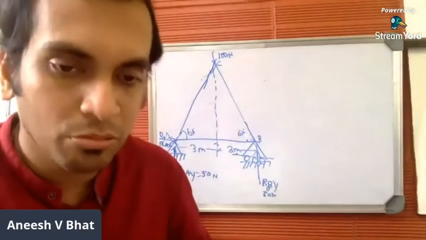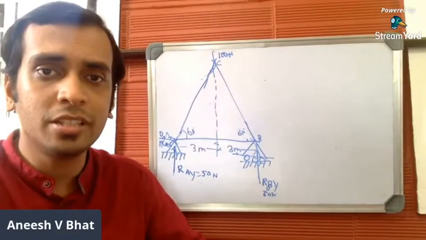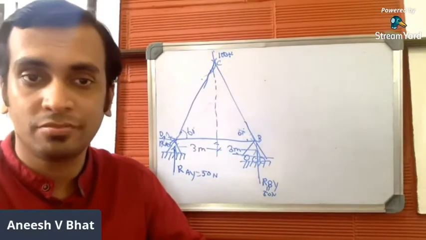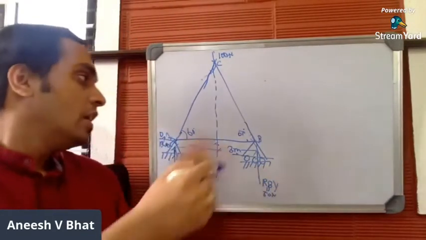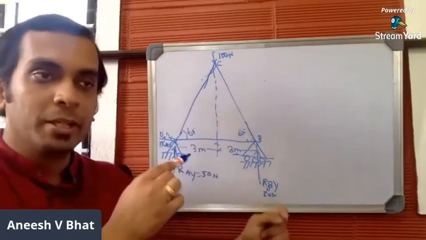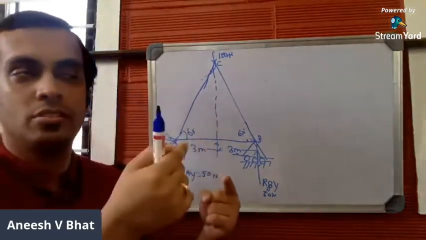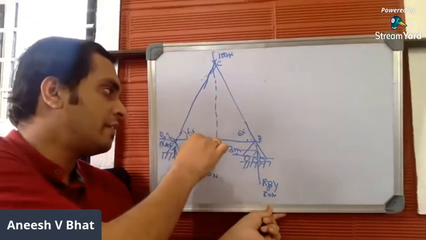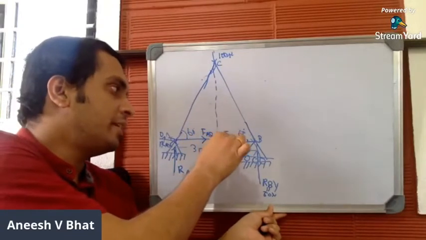Now in step number 2, you'll be assuming that all the straight members carry tensile force, and you'll be marking that. Let me consider this straight member AB. If AB carries tensile load, the force should be marked away from the joints. A is the joint, B is the joint, away from the joint. This will be FAB. Away from the joint, FBA.